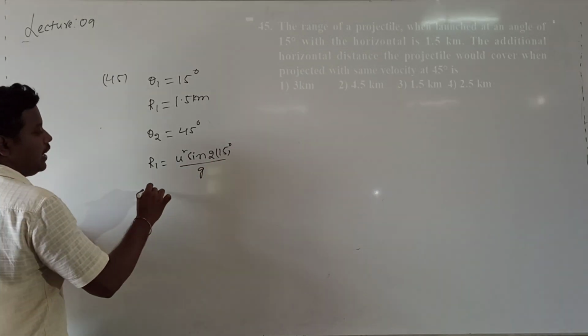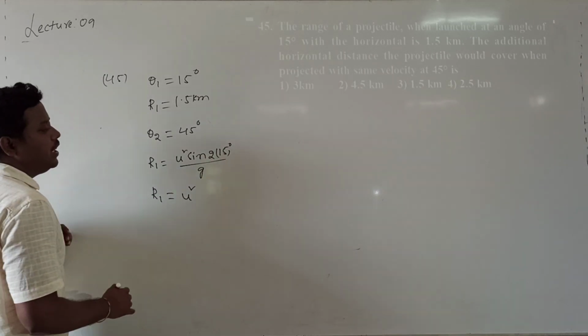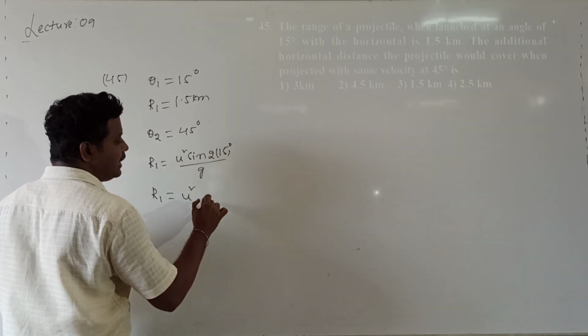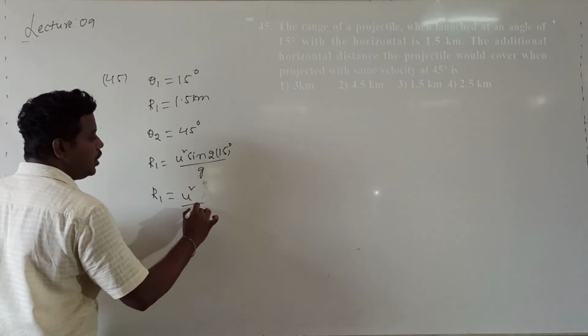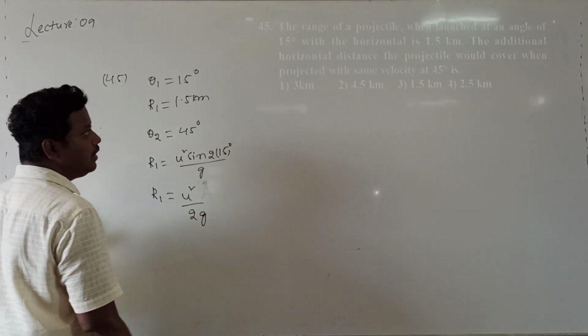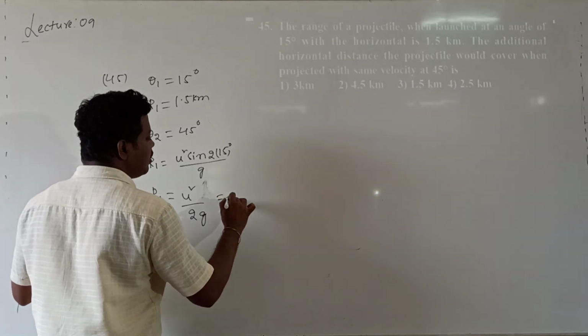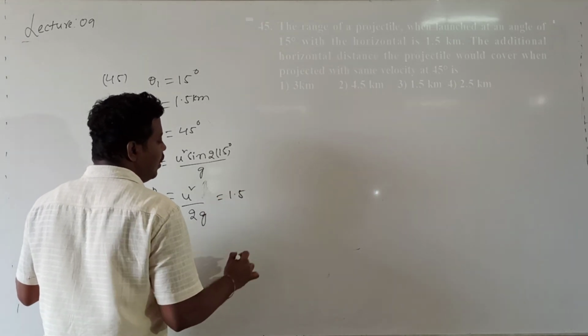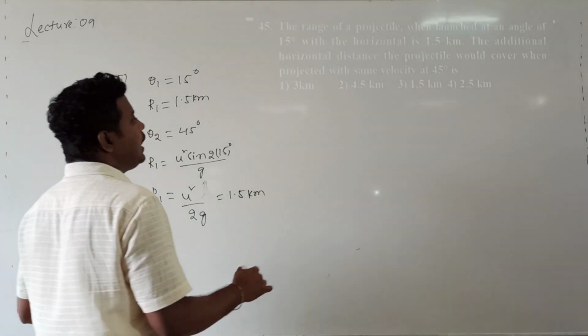So R1 is equal to u square into sin 2 into 15, which is 30 degrees. Sin 30 degrees value is 1 by 2. So directly, R1 is u square divided by 2 into g. This is the value of R1. R1 is given as 1.5 kilometers.